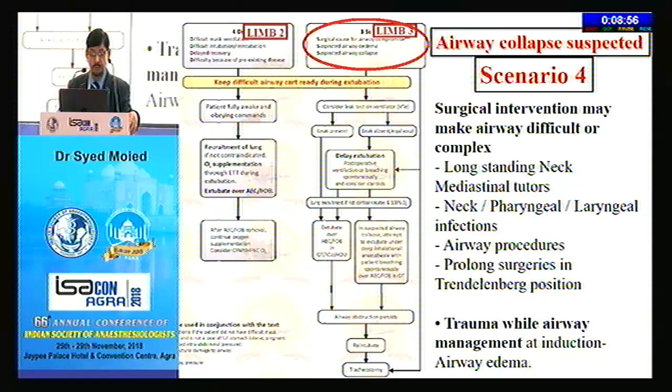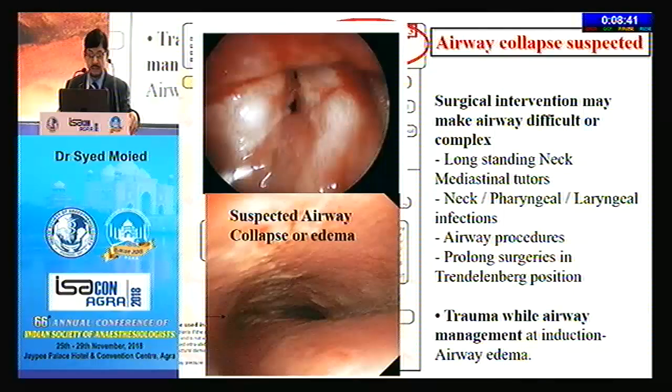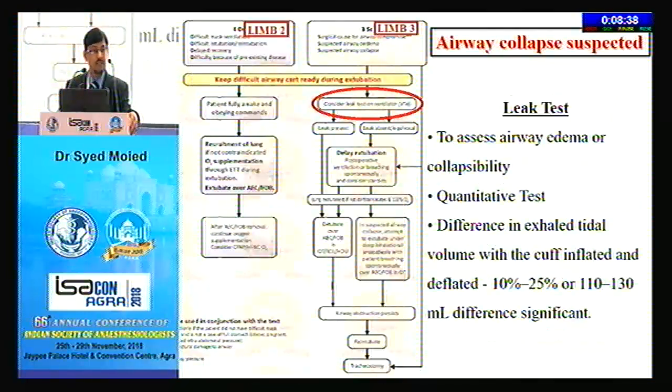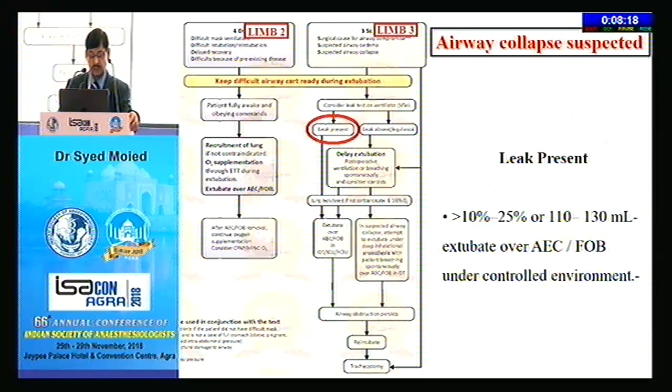Now we have scenario 4, where we expect the patient to have an airway collapse, because surgical intervention may make the airway difficult or complex. So, long-standing neck surgeries or mediastinal surgeries, thyroid swellings, airway procedures prolonging such surgeries, and Trendelenburg position could also cause some sort of airway collapse or airway edema. So in these cases, we always go for a leak test to assess whether airway edema or collapsibility will be there. It is a quantitative test, and we assess the volume of the leak. It is around 110 to 130 ml of air, or 10 to 25%. If it is more than that, naturally we think that the patient can be extubated over an AEC.